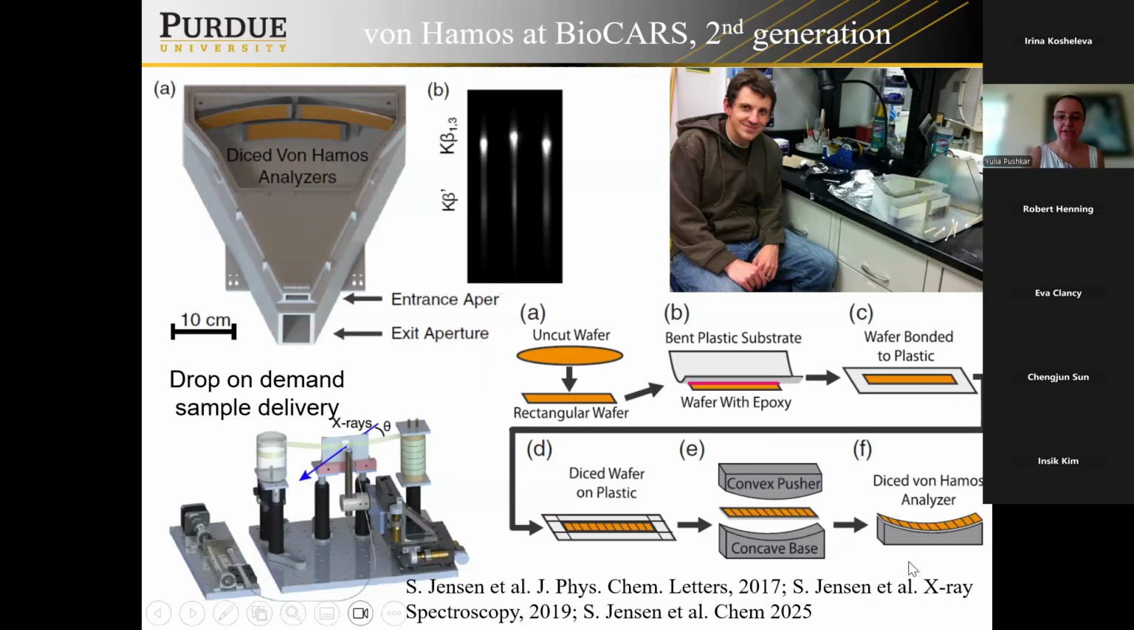So we pretty much manufacture those crystals ourselves. Part of why those previous Johansson and von Hamos spectrometers are so expensive is that those curved crystals are very difficult to manufacture. They can easily cost $10,000 for one crystal. So here, again with the help of Argonne staff, we manufacture crystals ourselves.